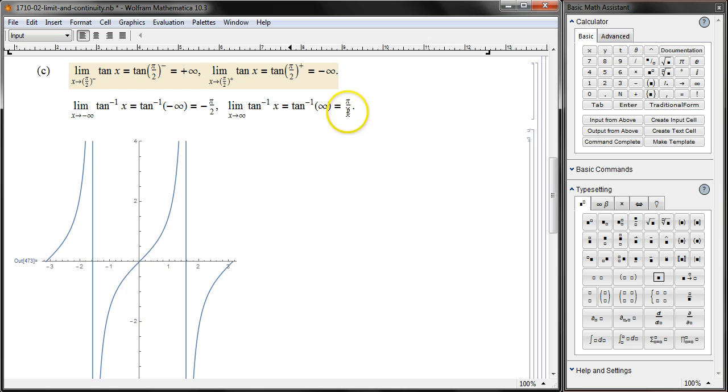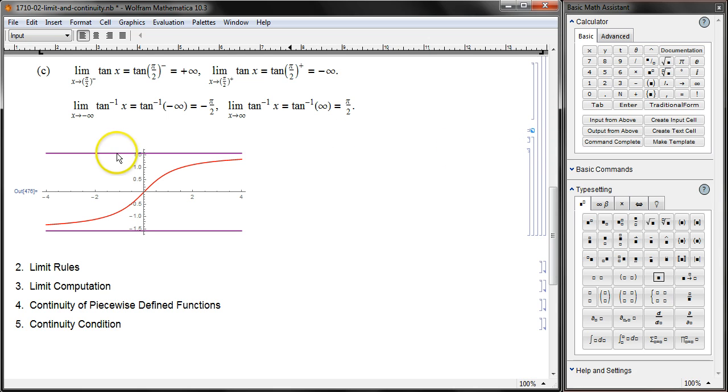How about arctangent, inverse tangent function? Here's a graph. Inverse tangent to the left-hand side, you get this horizontal asymptote, which is negative pi over 2. To the right-hand side, we get the other horizontal asymptote, positive pi over 2. You can clearly see those in these pictures.